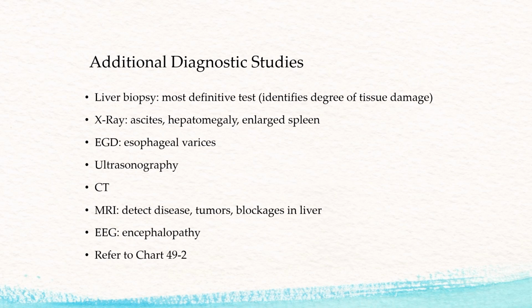X-rays can show us ascites, hepatomegaly, and an enlarged spleen. EGD is used to see the esophageal varices. We can do ultrasounds, MRIs, EEGs, all of those things. And chart 49.2 will go into detail with all of those.